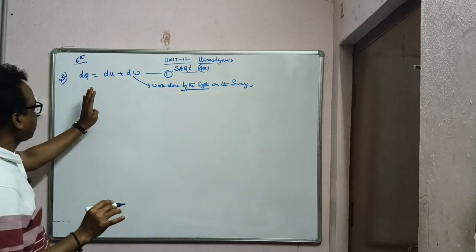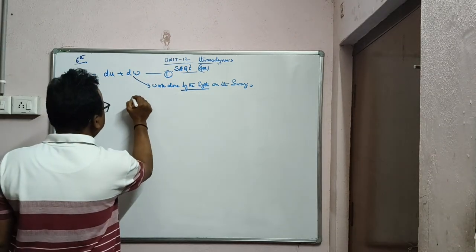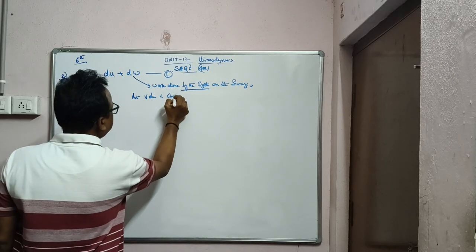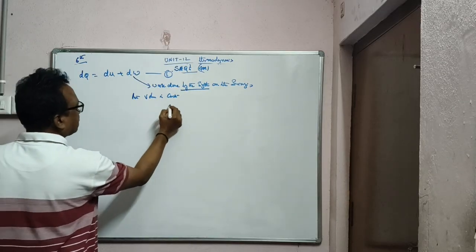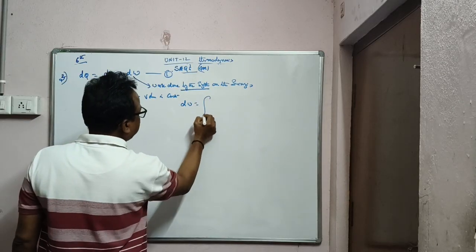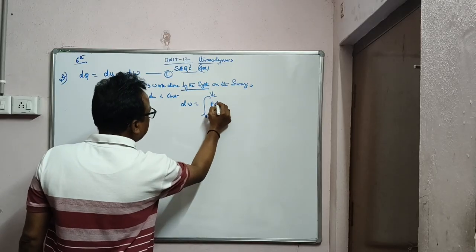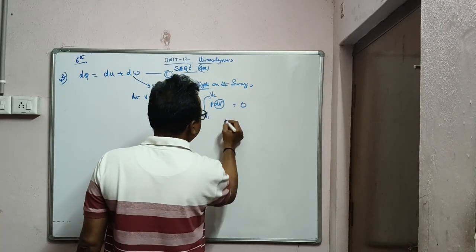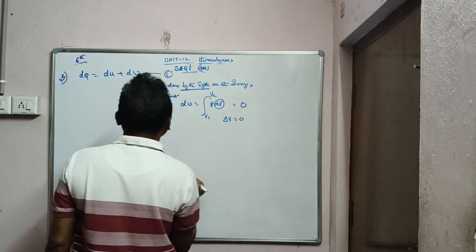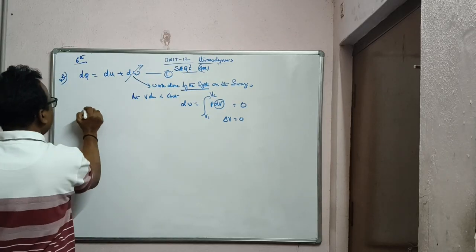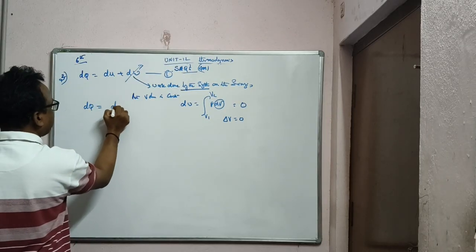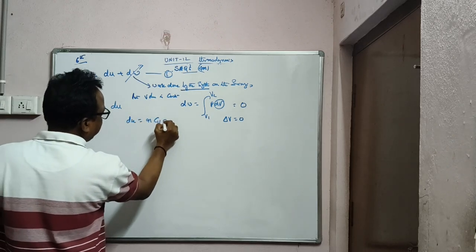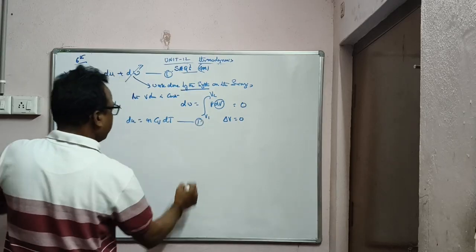Now, basing on this we have to prove it. First of all, what will we take? Let volume be constant. Now what is the work done? dW is equal to the integral from V1 to V2 of PdV. Because volume is constant, the work done is 0, because delta V is 0. So because work done is 0, the heat given to the system is nothing but dU. Therefore dU is equal to n Cv dT.